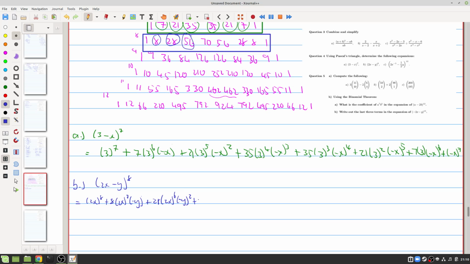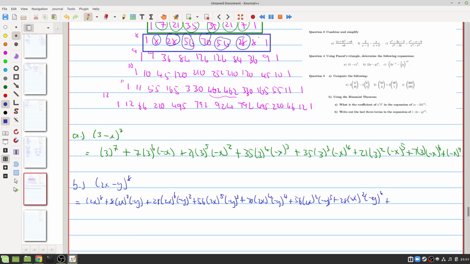Okay, then we've got 56. So 56, first term to the power 5, second term to the power 3, plus, next one is 70. So plus 70, first term to the power 4, second term to the power 4, plus, now it's 56 again. So 56, first term to the power 3, second term to the power 5, plus 28. So 28 is our coefficient for this term. First term, subtract 1 from the exponent again, so that's squared. And then the second term, we add 1 to the exponent, so that's going to be 6.